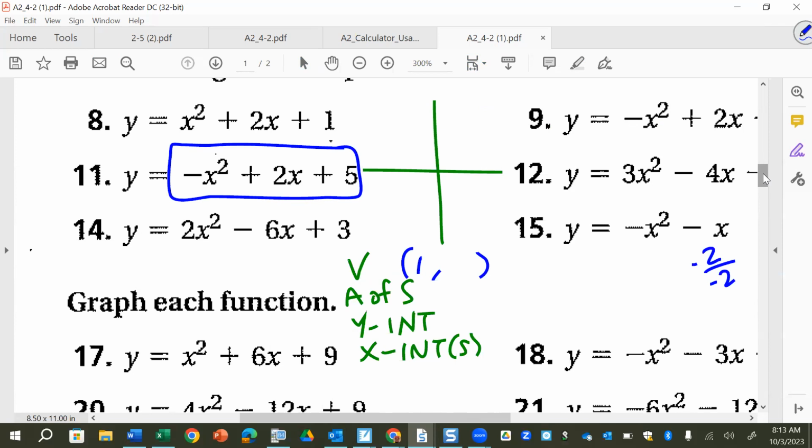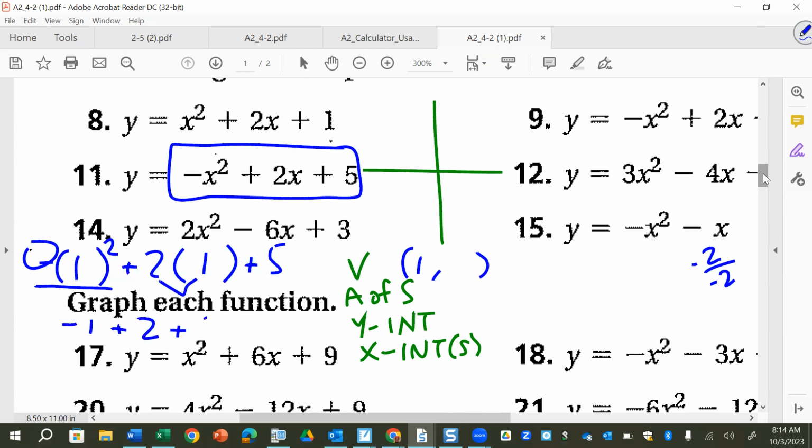Now, what did I teach you to do so many times? Before you plug it in, put parentheses where the x's used to be, now plug in one and do math. A little bit of a tricky question. One squared, you have to do that first as one, but it turns into what? Negative one. Negative one plus two and plus five more. So seven minus one is six. And then you will plot it, call it V. And what was this one, smile or frown? Frown.